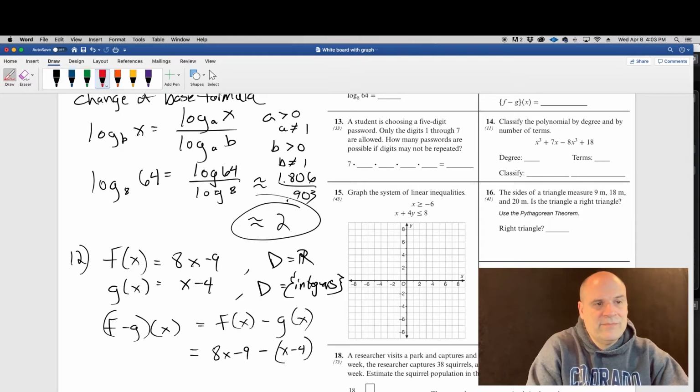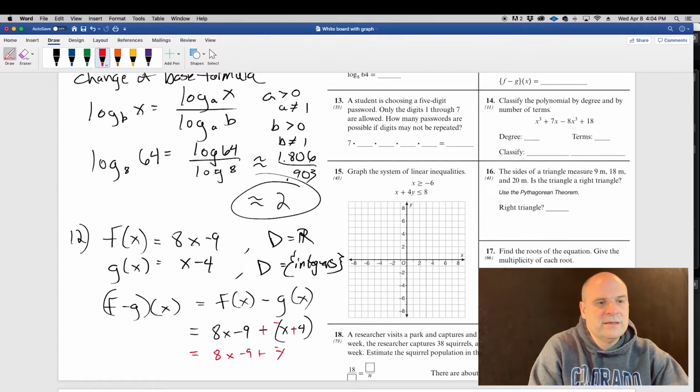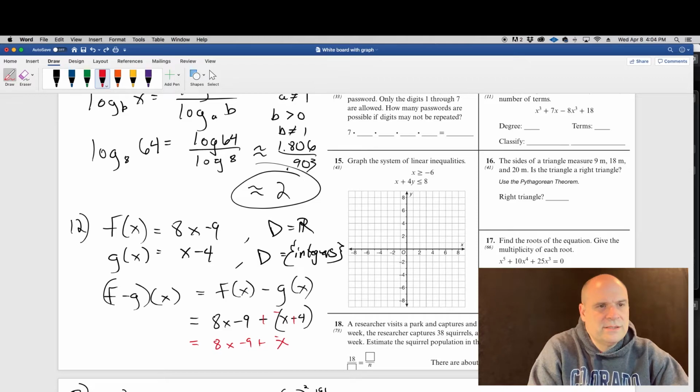So let's do that. This is plus, negative, positive. So this equals 8x minus 9 plus negative x plus positive 4. Okay, so combine like terms, you get 7x minus 5.